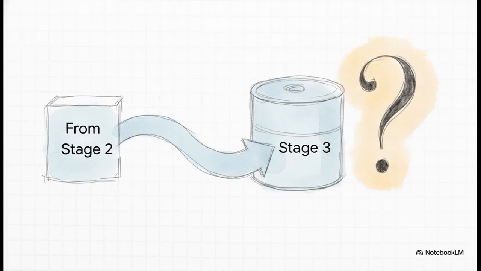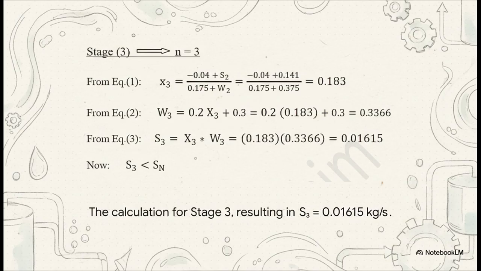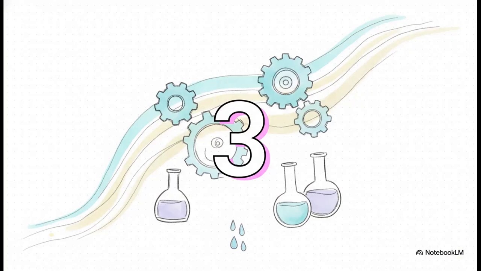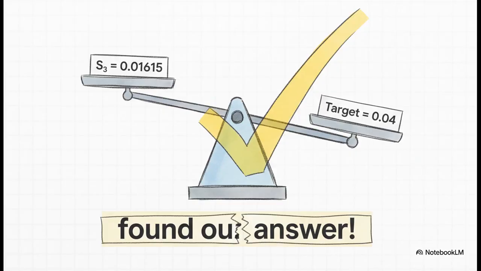Onward to stage 3. The results from stage 2 are now our starting point. You know, I've got a good feeling about this one. Let's see what happens. Okay, after running those calculations for a third time, we get our new result, 0.01615 kilograms of oil remaining. And there it is. That's our magic number. The answer is 3. So why 3? Well, because our result after that third stage, 0.01615, is finally less than our target of 0.04. We've officially crossed the finish line. We've hit our goal of recovering more than 90% of the oil.